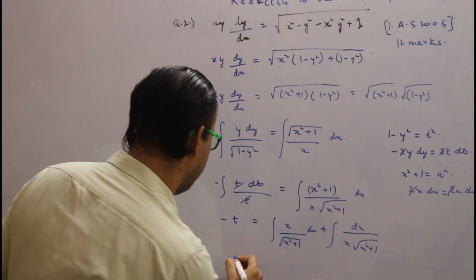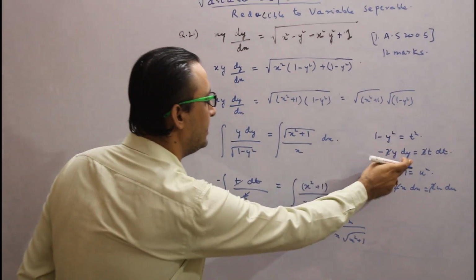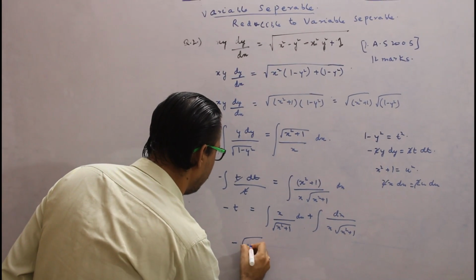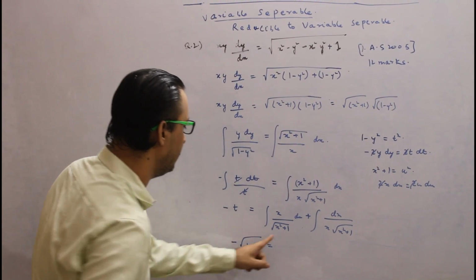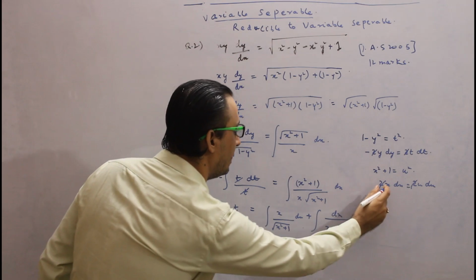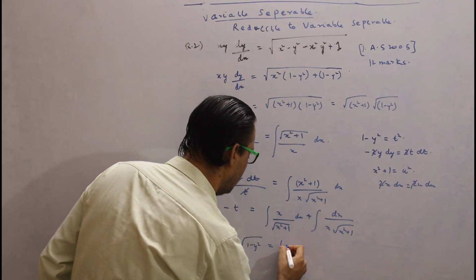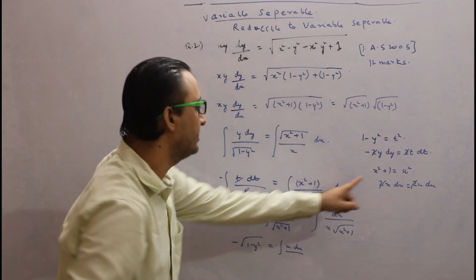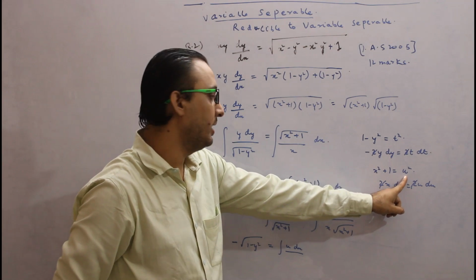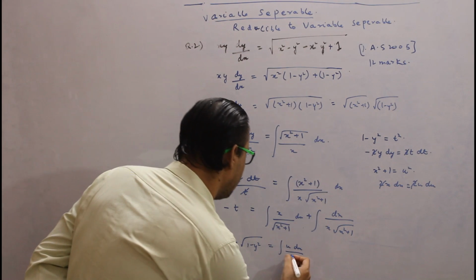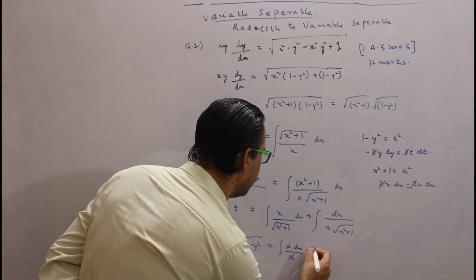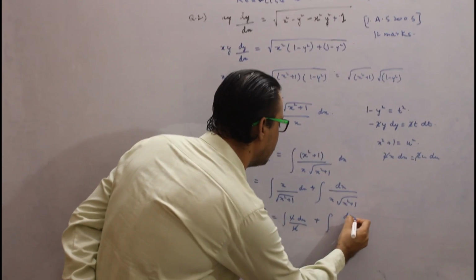So in place of t I can write here under root of 1 minus y square. Similarly I can write x dx is equal to u du, and x square plus 1 is equal to u square, but here it is under root, so this will again become u. So u will get cancelled and I am left with this integral.